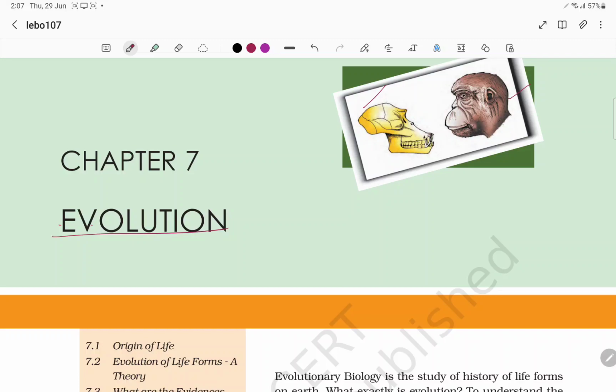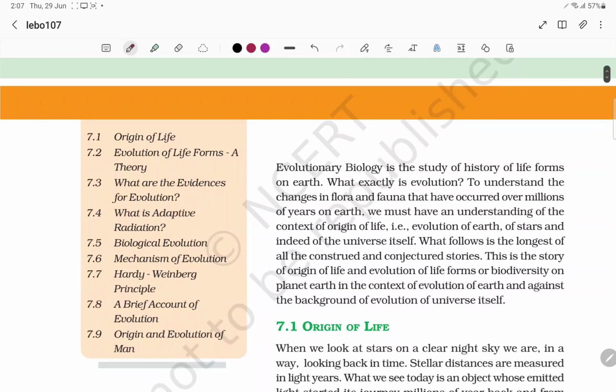So we have evolution. In this chapter we are covering the evolution of the earth and universe. At the same time we are covering the evolution of life forms: how we got evolved, what our ancestors are, from what we got evolved. So let's discuss the subtopics we have: origin of life, evolution of life forms, a theory of how the life forms got evolved, from fossils, adaptive radiation, and convergent evolution and divergent evolution, which is homologous, analogous, like that.